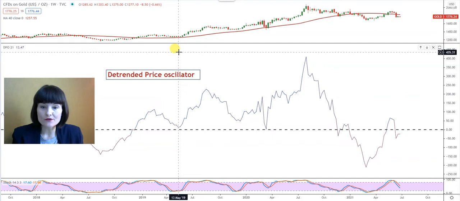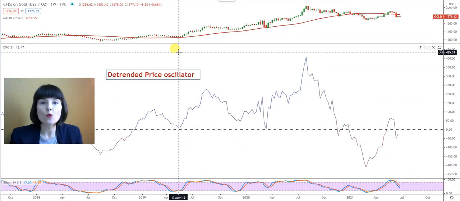The reason why I wanted to highlight this indicator is because it once again emphasizes the importance of that moving average. And sometimes it feels like a repetitive tape that we keep on talking about the 40-week moving average. But this detrended price oscillator, which is not to identify momentum, it's purely to identify the cycle, confirms once again the importance of that moving average.